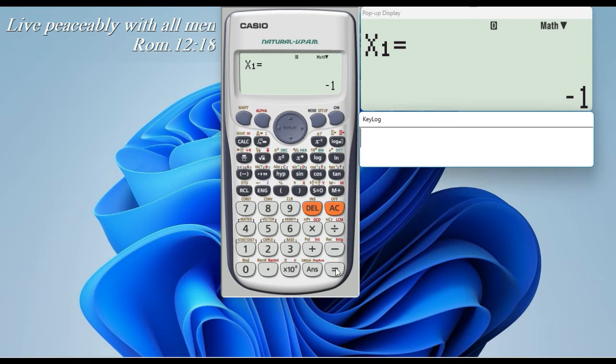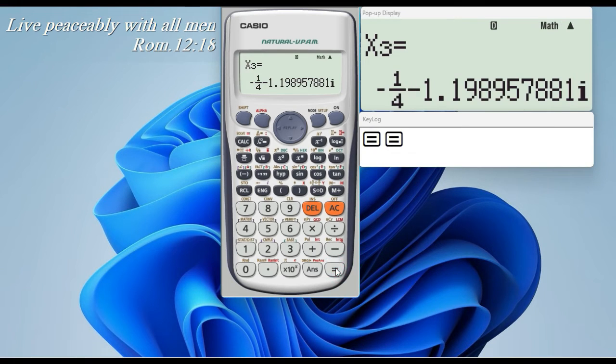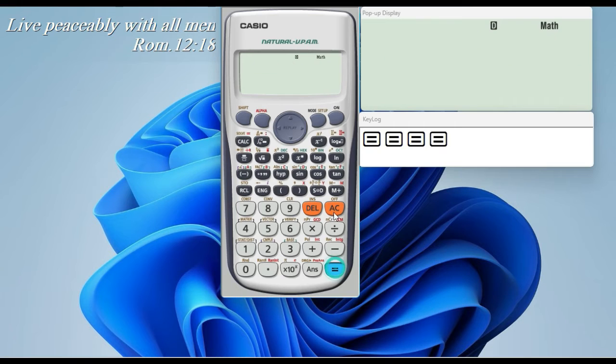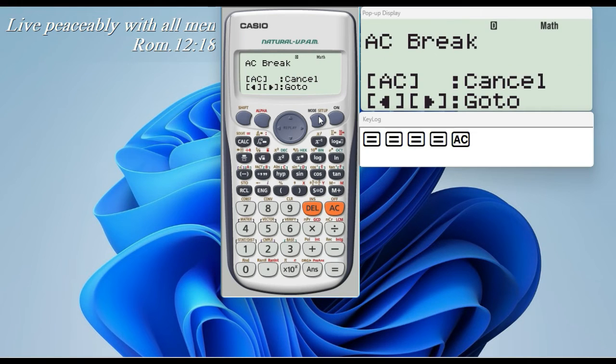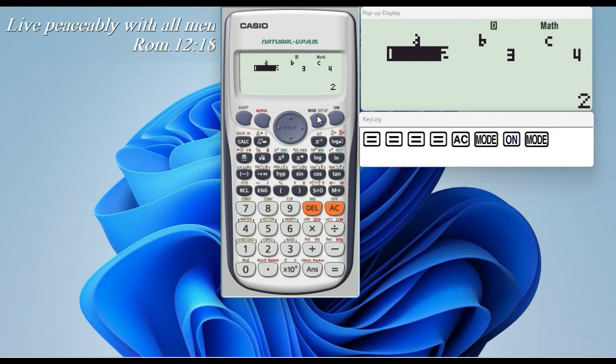Oh, it gives an A.C. break, because what I keyed inside is heavier than the machine can handle. So it's giving me a break. Alright, so we are in matrix.